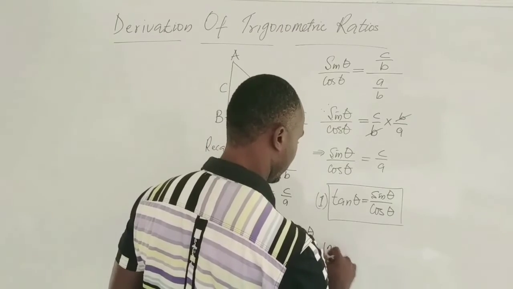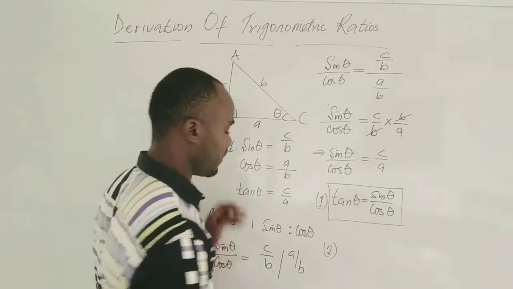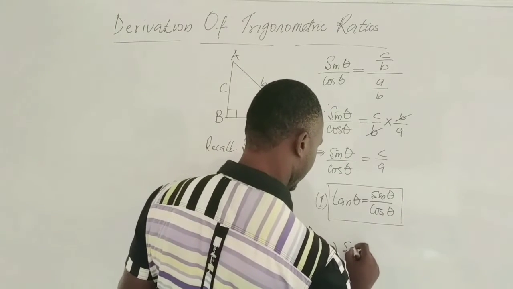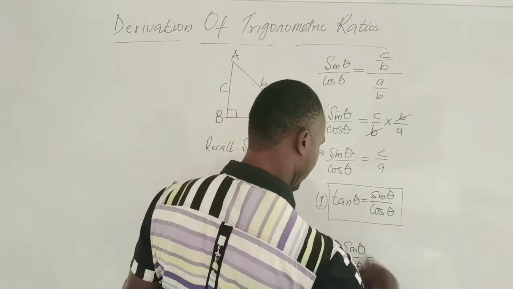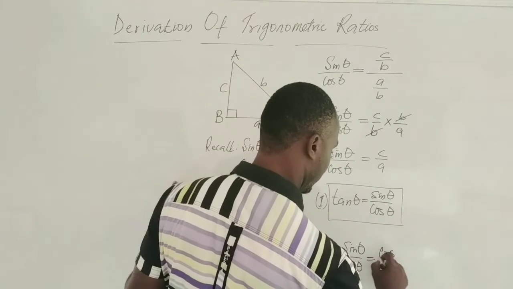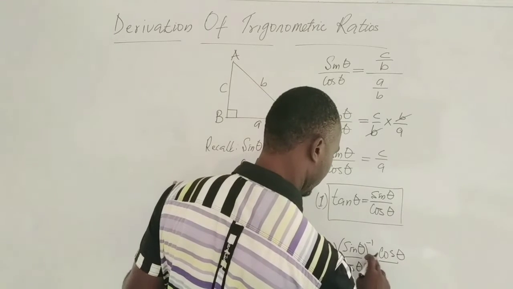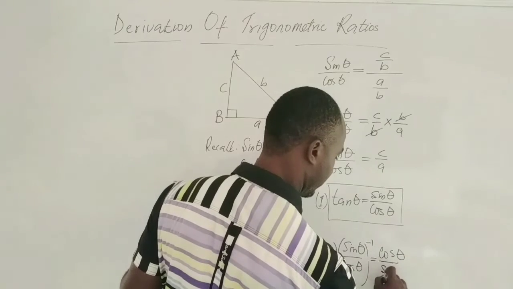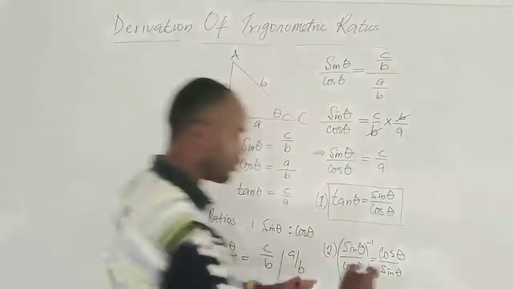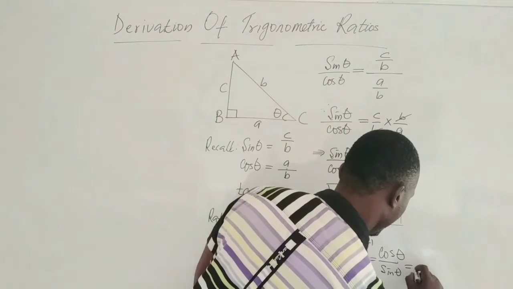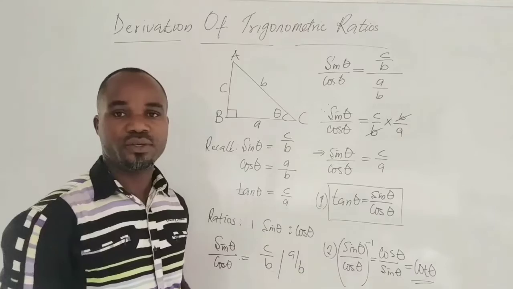The second relation that we're going to look at critically is the inverse of sine theta over cos theta. If we invert this, it becomes cos theta over sine theta. So what will cos theta over sine theta give? It will give cot theta. So that's the second relation.